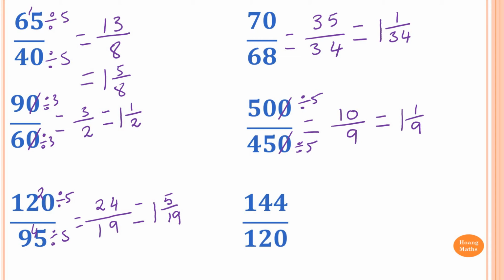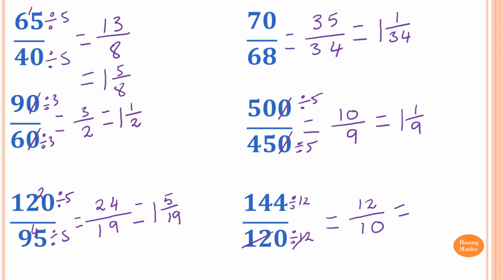144 over 120. So 144 and 120 both divisible by 12. So I can divide this by 12 on the top and the bottom divide by 12 as well. So 144 divided by 12 is 12 because 12 times 12 is 144. 12 divided by 12 is 1. So 1 and a 0 left. So 12 over 10.